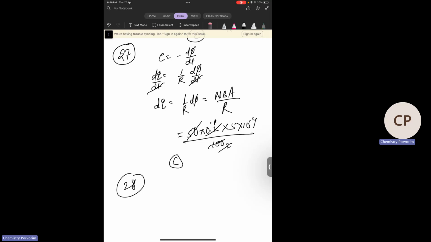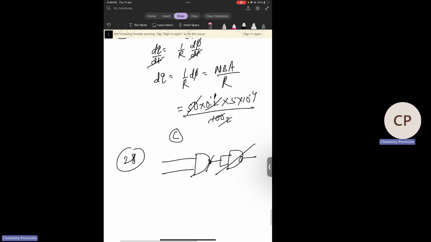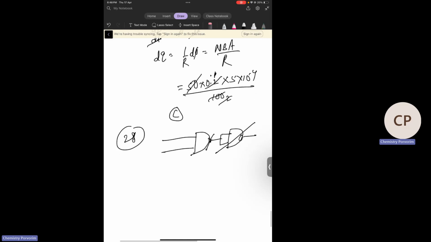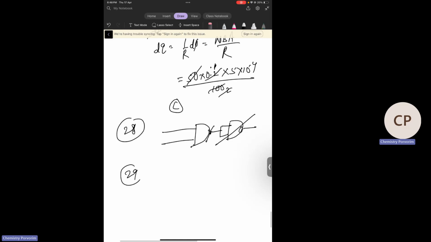28. A combination of the gates is shown below. NOT and NAND. So this NOT and NAND will cancel out. Finally, output is AND output. AND gate. Option A.